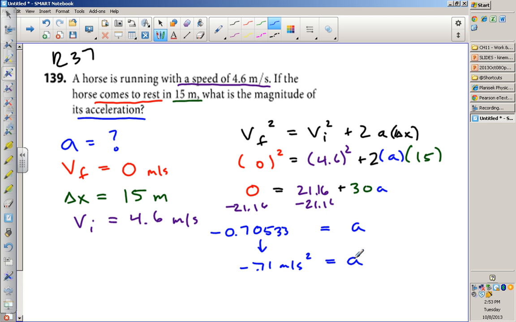Is that the answer to this problem? Technically, no, because what did the question only ask us for? The magnitude. So technically, the answer to this question is just 0.71. But part of the whole idea with the kinematic equations is it should give us direction. Okay? All right.